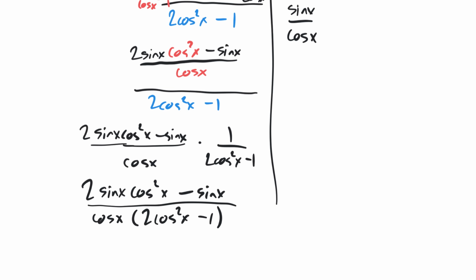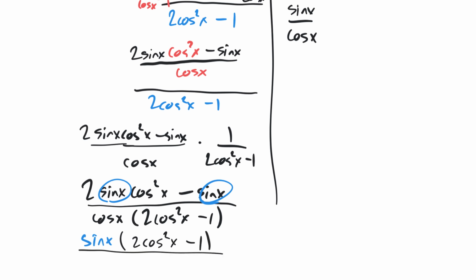Well, if we look here, there's kind of like a 2 and a 2 here, and there's a cos squared and a cos squared. And if you notice, this is going to be our key insight. There's a sine here and a sine here that we can factor out. So if we factor out the sine x, we're going to get 2 cos squared x minus 1 over cos x, 2 cos squared x minus 1.